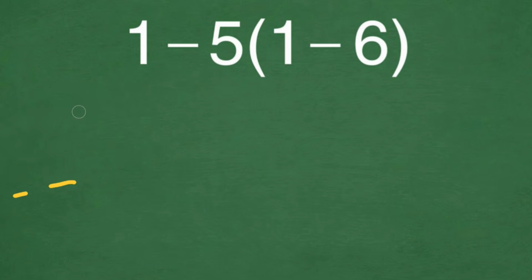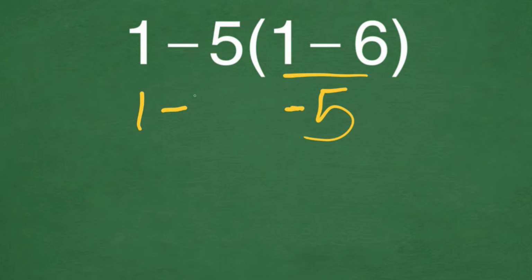So let's get back into our problem. Well, according to the rule, we have to solve the parentheses first, right? So inside the parentheses, we have 1 minus 6, which gives us negative 5. So here is negative 5. And now the problem becomes 1 minus 5 times negative 5, right?